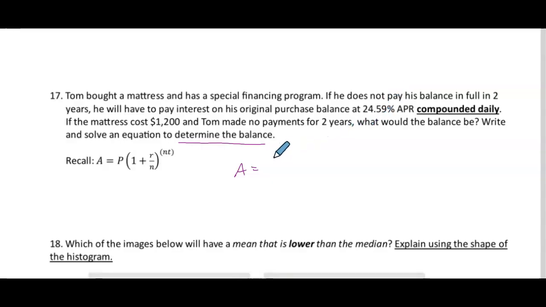So to get this amount, we're going to take the $1,200, and then we want to multiply by 1 plus. Now this interest rate, if I move it back to, is 0.2459. And we need to divide it by daily, so it's daily, right? So that's dividing by 365. And then in the exponent, it is 365 times 2.